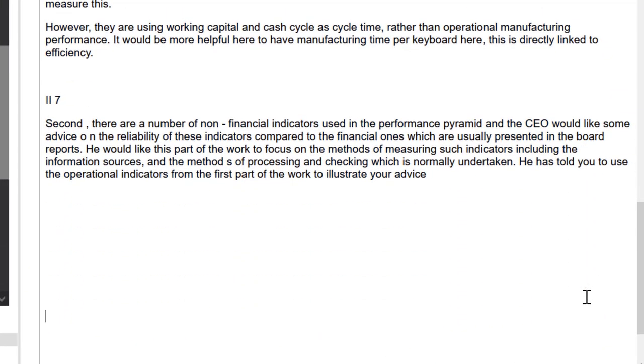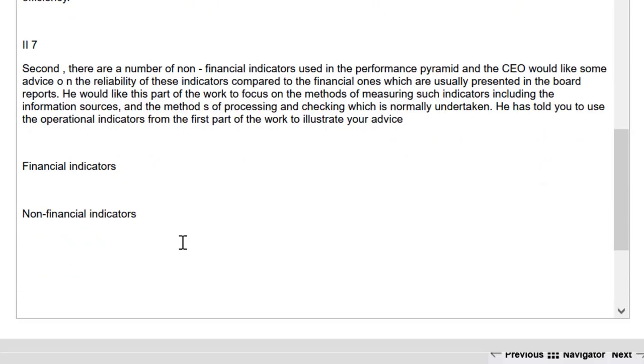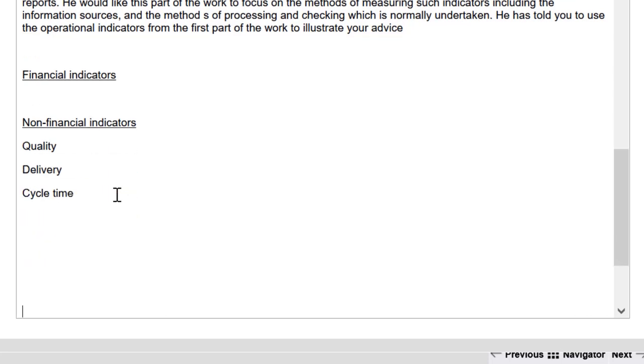Let me give my answer some structure before I start. The first thing that I'll do is I'll talk about financial indicators. Then I'll make a heading, non-financial indicators. And I'll make subheadings then for the metrics that we discussed in the previous part of our answer. I've got 7 marks, so I'm going for 5 or so ideas here. We can then use heading, subheading structure here to help the marking team navigate our answer. Let me get busy writing up my final ideas.